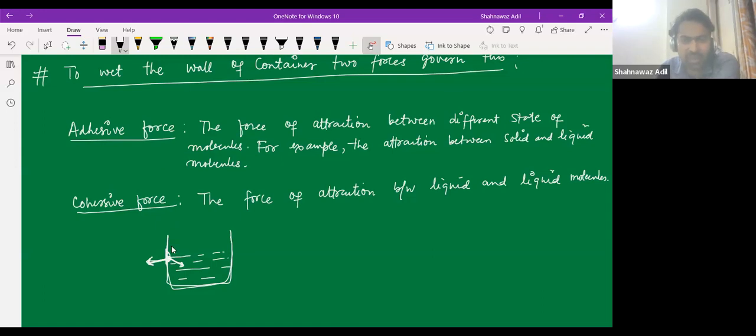So that happens in the case of water molecules. You have seen that if you put some water in a container, some drops are attached to the wall of the container. Why does this happen? Because they have the larger adhesive force. Is this clear? This is adhesive force and this is cohesive force.